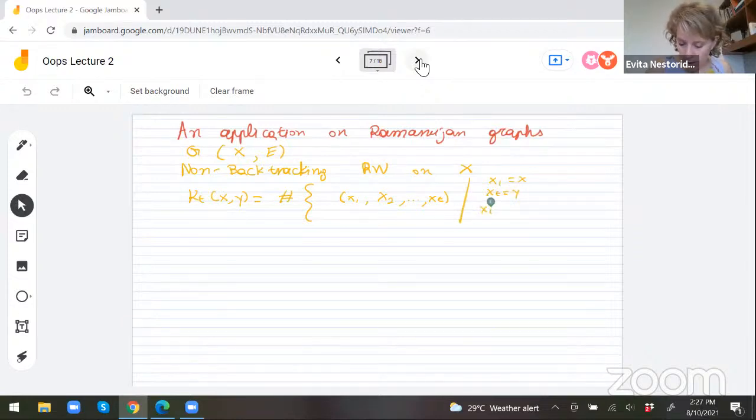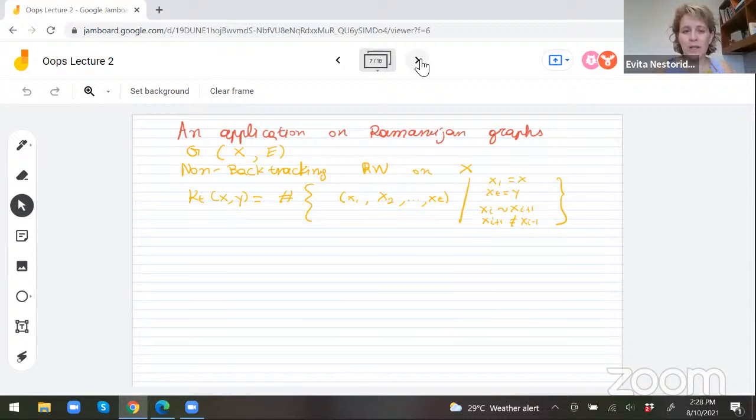We are walking on edges, so this is our path, and we have that x_{i+1} should not be equal to x_{i-1}. So we should not be going back. This is not the traditional way to define non-backtracking random walks. Usually, non-backtracking random walks are defined on the edges. The good property here is that this thing is symmetric.